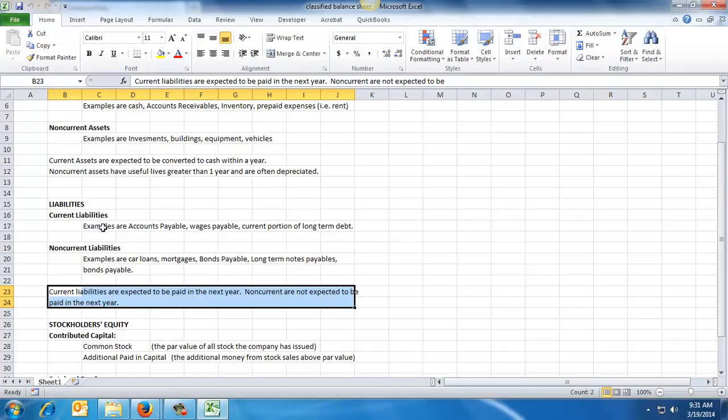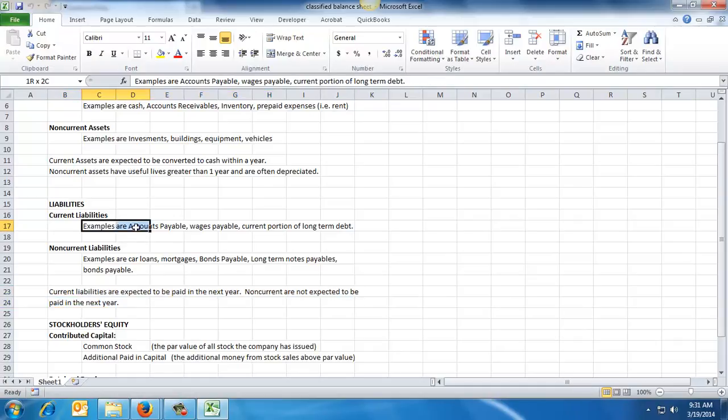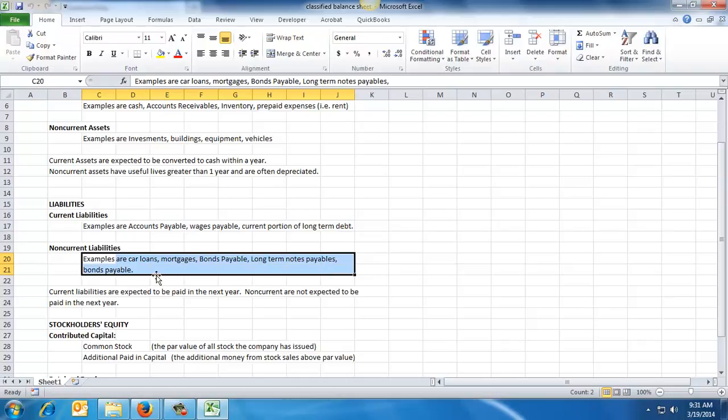Examples of current liabilities are things like accounts payable, wages payable, and the current portion of long-term debt. Examples of non-current liabilities are things like car loans, mortgages, bonds payable, long-term notes payable. And I have bonds payable on there twice, so we can eliminate that second one.